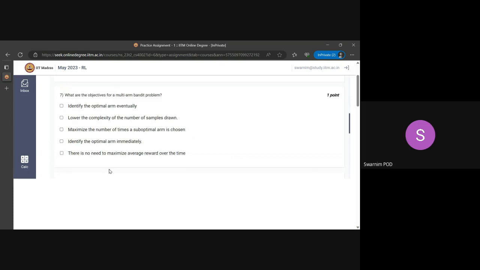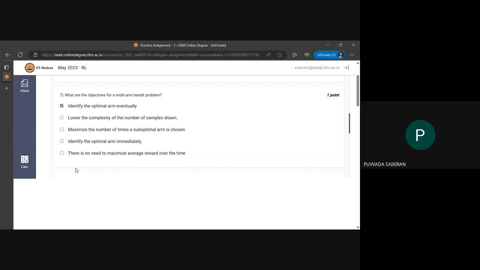Question number 7. What are the objectives of a multi-armed bandit problem? Identify the optimal arm eventually. Is that correct? Yes. I'm not sure about the word eventually, but you definitely have to find the optimal arm in some reasonable time. Option 2, maybe, lower the complexity. Right. So, I agree with you. Theoretically, eventually is okay, but practically we need it. We have some budget of the number of times we can pull the arms.